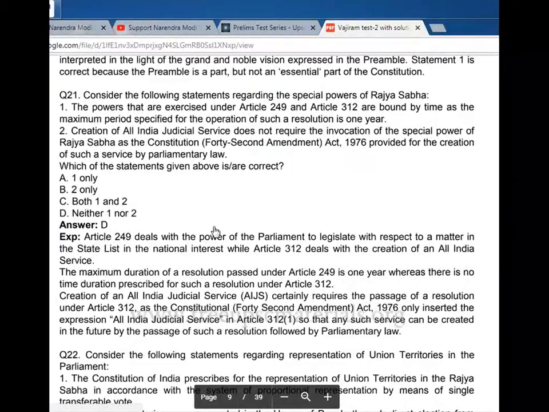Consider the following statements regarding the special powers of the Rajya Sabha. So the special powers of the Rajya Sabha are exercised under Article 249 and Article 312, and are bound by time as the maximum period is specified for the operation of such a resolution, which is 1 year. So one is not correct. The creation of the All India Judicial Service does not require the invocation of the special power of the Rajya Sabha. The 42nd Amendment Act 1976 provided for the creation of such a service by parliamentary law.